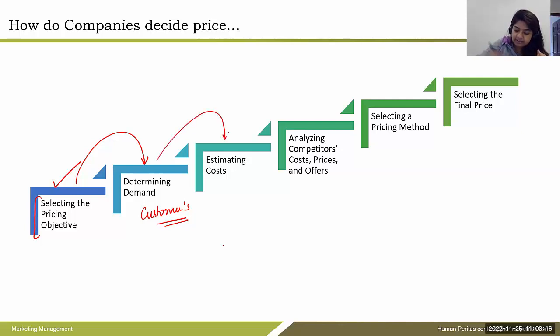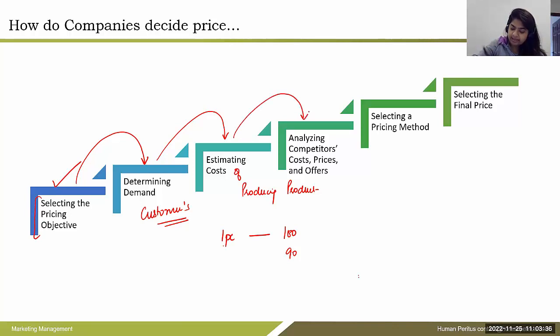Then estimating the cost. Whose cost? Your cost of production, so the cost of producing the product. That's very important. If you're producing the product, let's say 1 piece at 100 rupees, you can't place it at 90. You're in a loss situation. Okay, so that is cost.